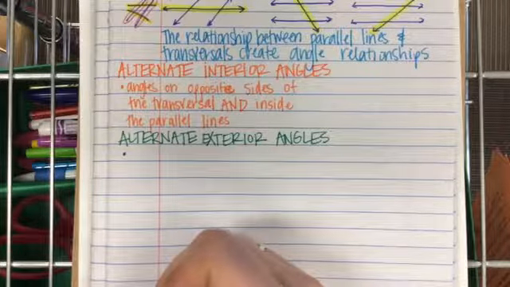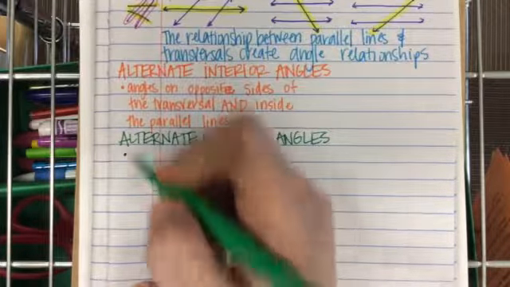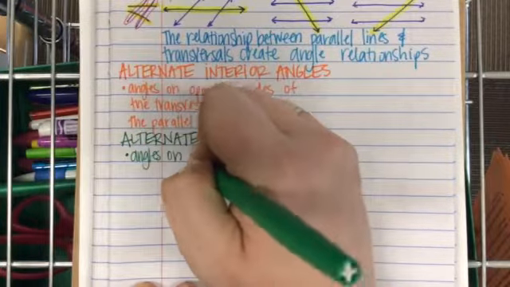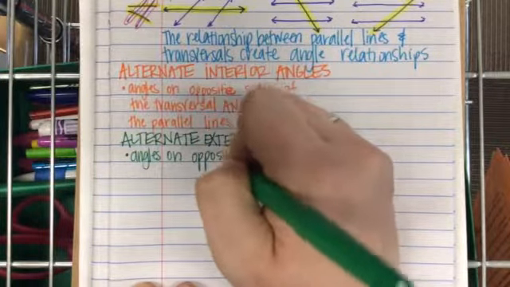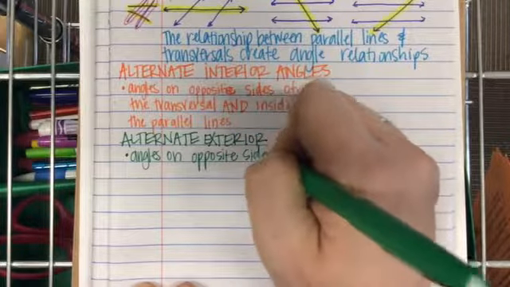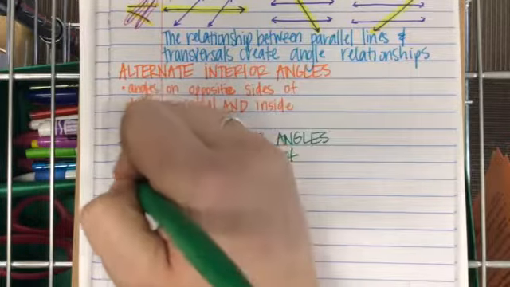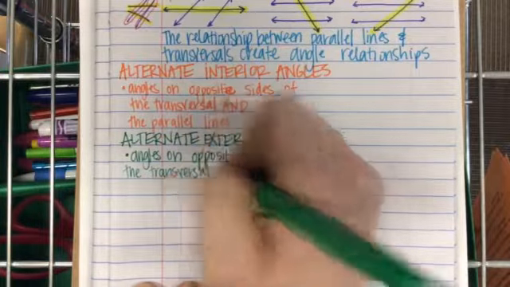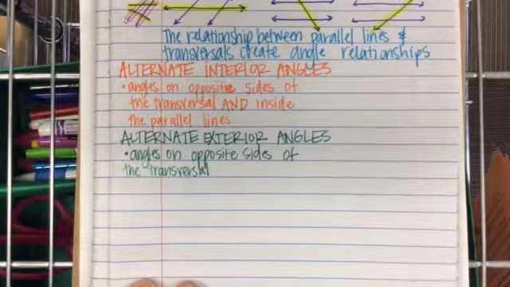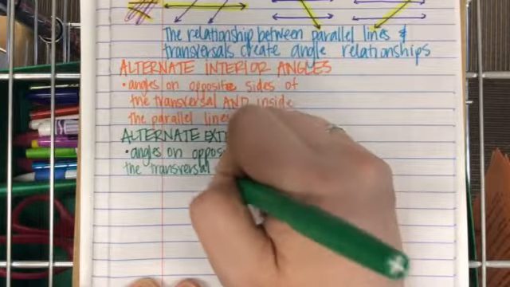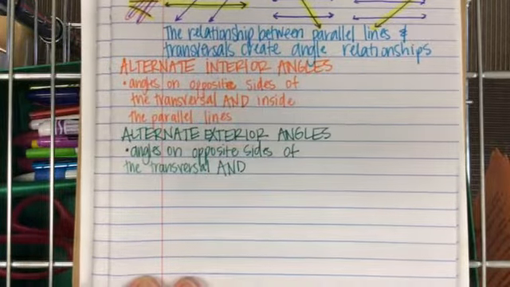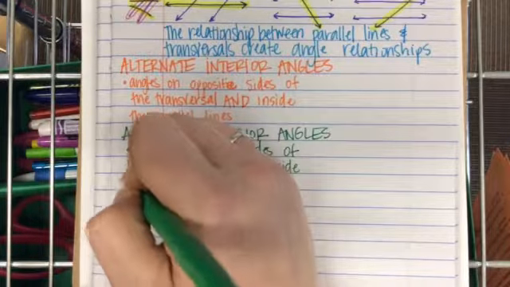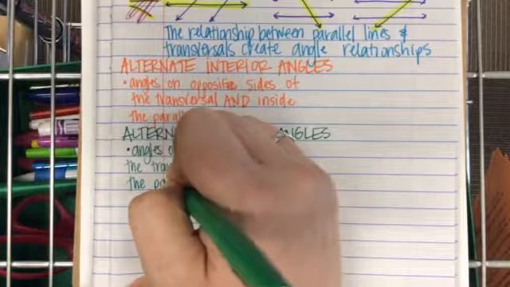Are they still on opposite sides? Because they're alternate, so they're angles on opposite sides of the transversal. But this time, they're outside the parallel lines.